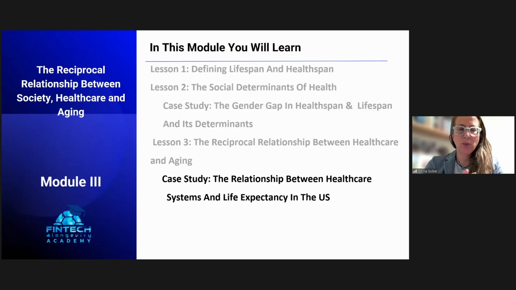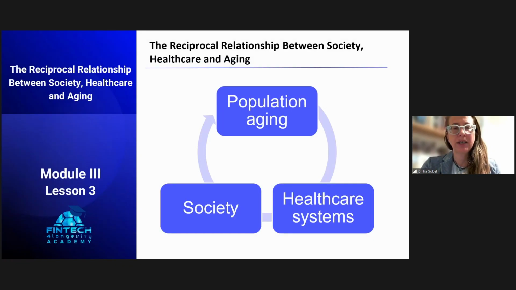Hi, everyone, and welcome to our case study of Module 3, the second case study of this module on the relationship between healthcare systems and life expectancy in the US. As you may recall in lesson number 3 of this module, we mentioned that our healthcare systems have enabled the increasing longevity trends. The success of public health initiatives, advancements in medical science, and early interventions have contributed to extending lifespans. And society plays a role here too.